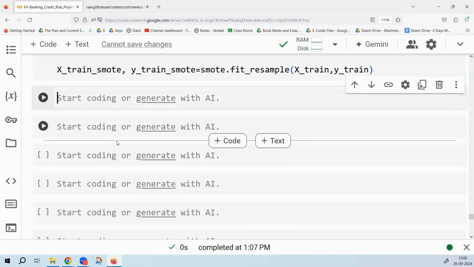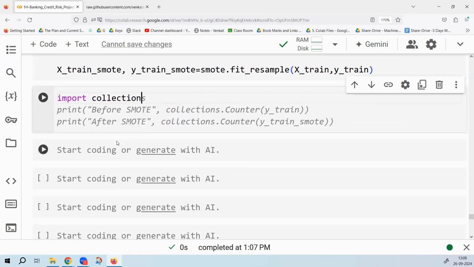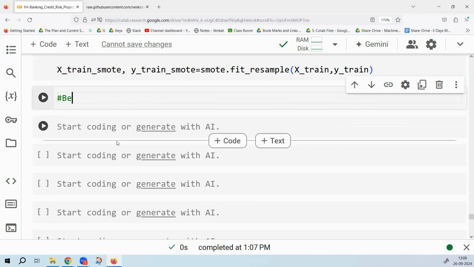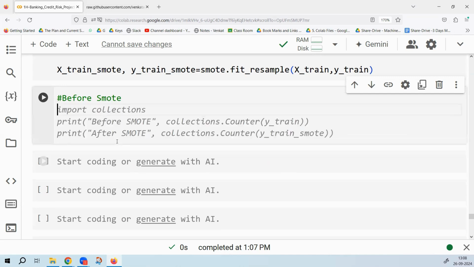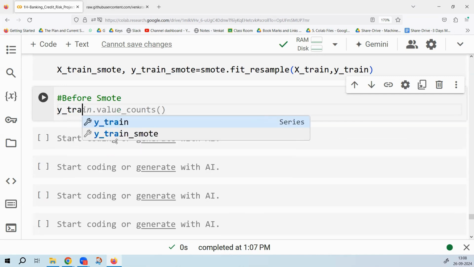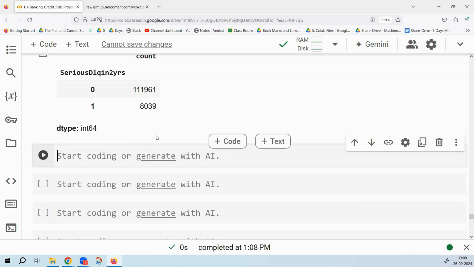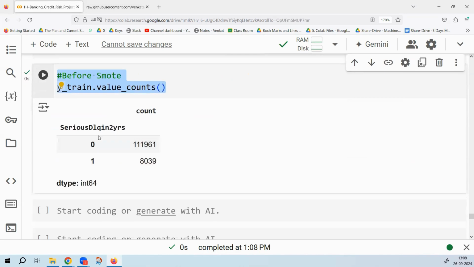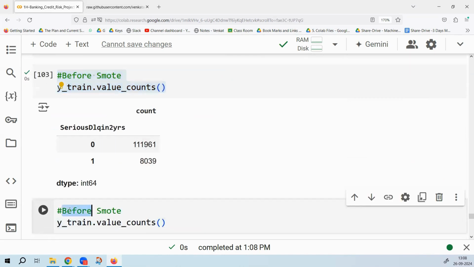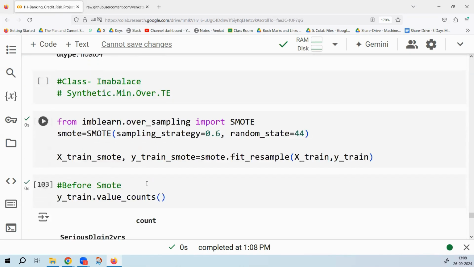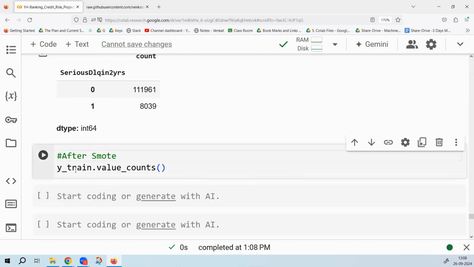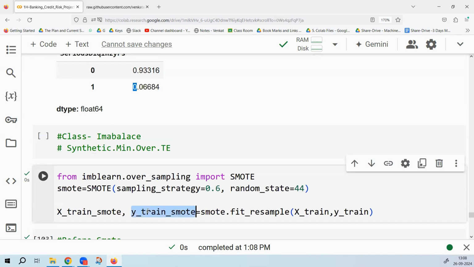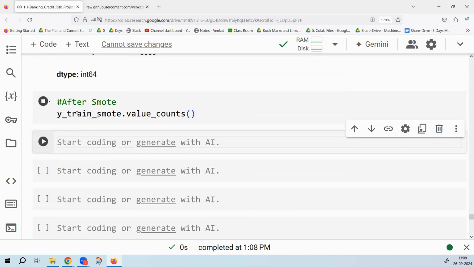So if I try to see before and after SMOTE what is happening in Y, there is a simple package called collections. This is another alternative to do value counts. Let me do value counts only, without any confusion. So before SMOTE, we have y_train.value_counts, in the train data only. Earlier, I showed you the full data. Now, if I try to see after SMOTE, I take y_train_smote and value counts.